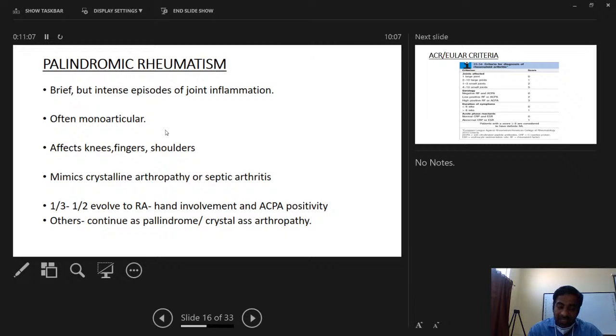So how do you diagnose it? Do a rheumatoid factor and anti-CCP; they can be positive. That's how you diagnose it. About one-third to half of patients evolve to rheumatoid arthritis with hand involvement and then ACPA positivity. They will be positive for RA factor and ACPA. Others may continue as palindromic or crystal-associated arthropathy.